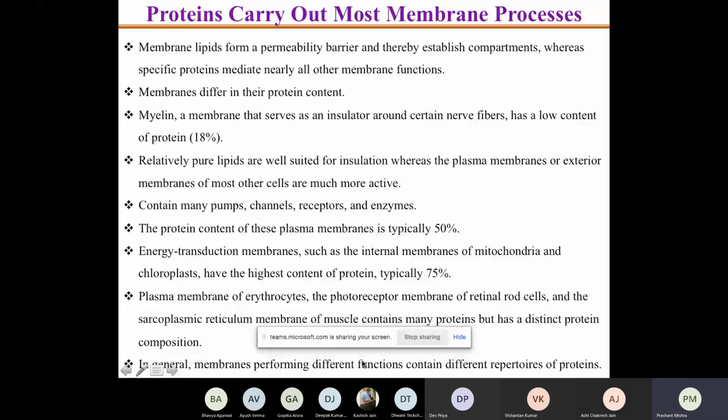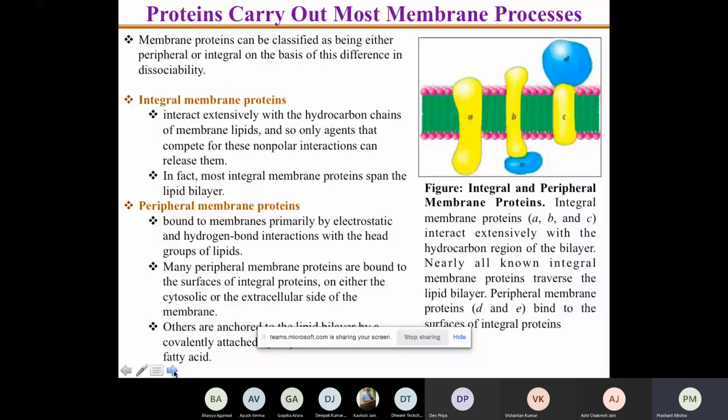Now, looking further at the proteins, though I have discussed in general, let's talk about this. Proteins carry out most of the membrane processes, and membrane proteins can be classified into three different types. I have shown two of them here. One more I will discuss at a later stage. One is the integral membrane protein. This is the yellow one, which is across the membrane. These are the ones which interact with the hydrocarbon chains of membrane lipids. So only agents that compete for the non-polar interaction can release them.